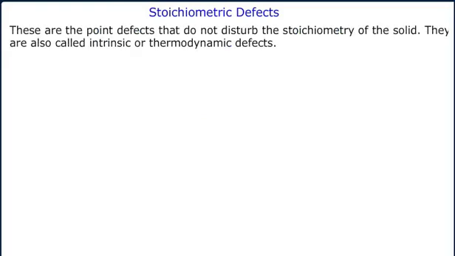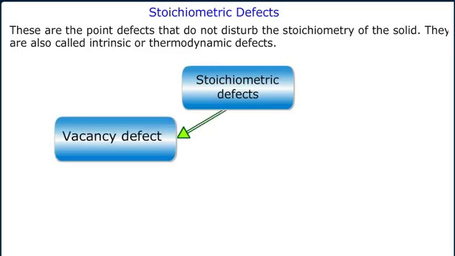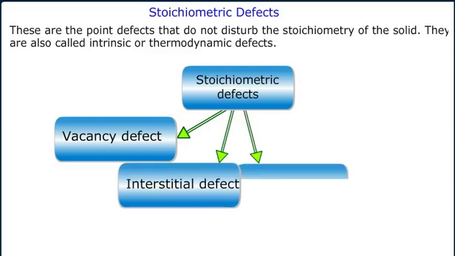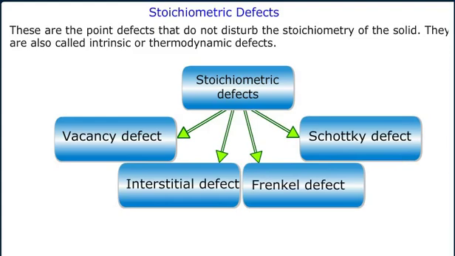Stoichiometric defects. These are the point defects that do not disturb the stoichiometry of the solid. They are also called intrinsic or thermodynamic defects. Thermodynamic defects are divided into four types. The first one is vacancy defect. The second one is interstitial defect. The third one is Frenkel defect. And the last one is Schottky defect.